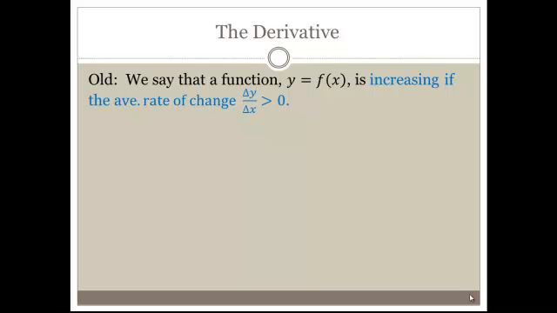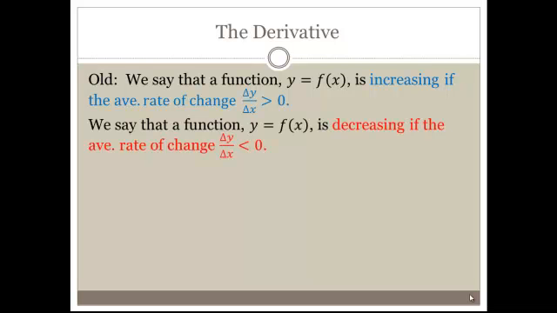Previously, we said that a function y equals f of x is increasing if the average rate of change, delta y over delta x, is positive, and that a function is decreasing if the average rate of change, delta y over delta x, is negative.